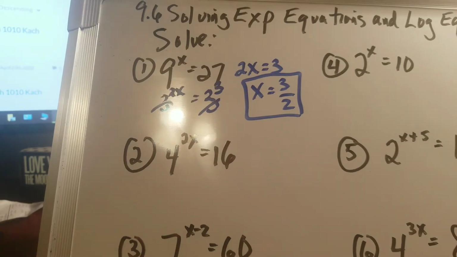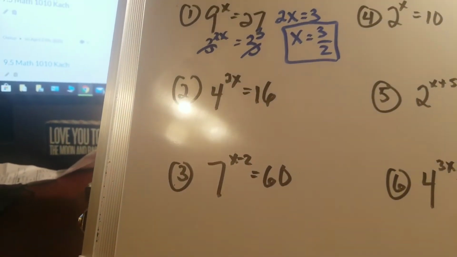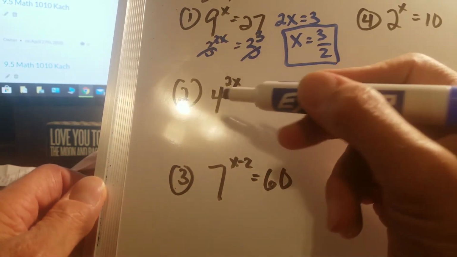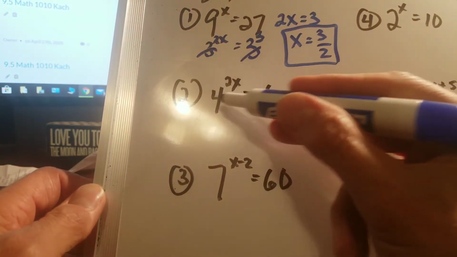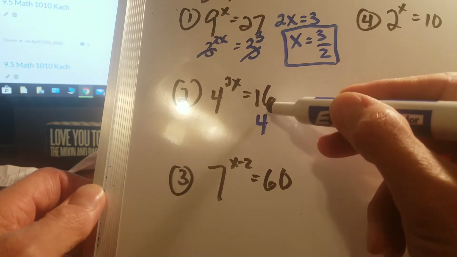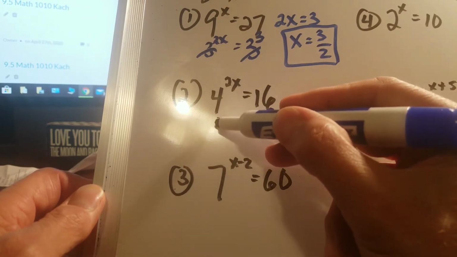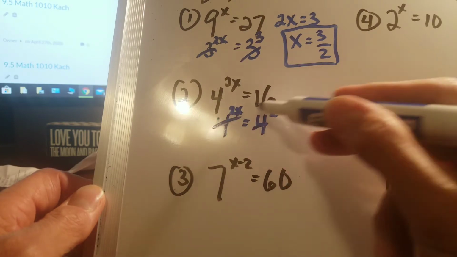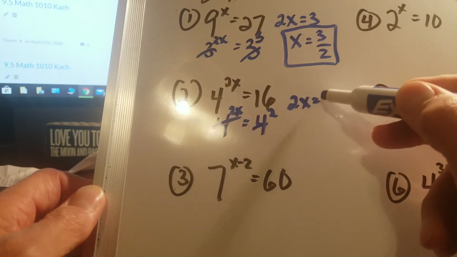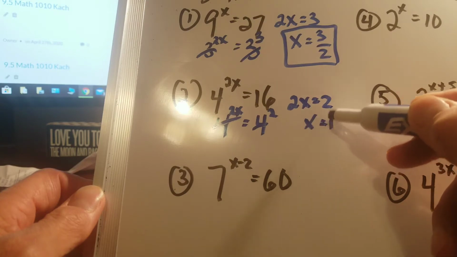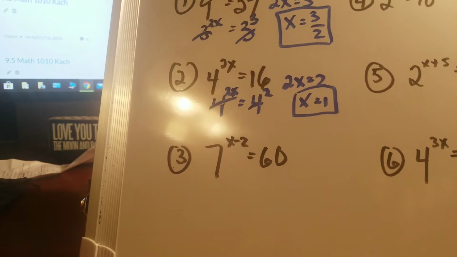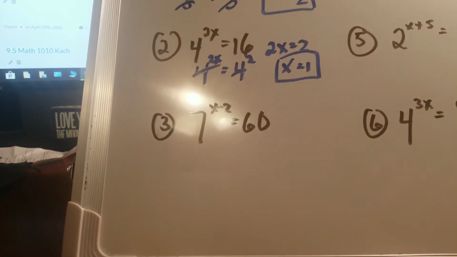Okay, let's do that again on number 2. Now, eventually, you're not going to be able to do that, and I have to show you the log routine. So this particular one, 4 to some power will give you 16, 4 to the second, and then we already have 4 there. So the bases are now the same, cross them off, 2x is equal to 2, and x is 1. Okay, let's go down further.